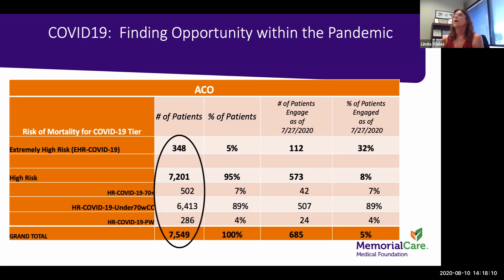So here's our snapshot of the number of patients, which you saw earlier. This time you're only seeing what is the extremely high risk and the high risk. And then one more time, please. Okay, and so over here is the percentage that we actually were able to reach and engage in care management. So you can see we were able to engage 112 of the 348 patients, which is a pretty high percentage rate.